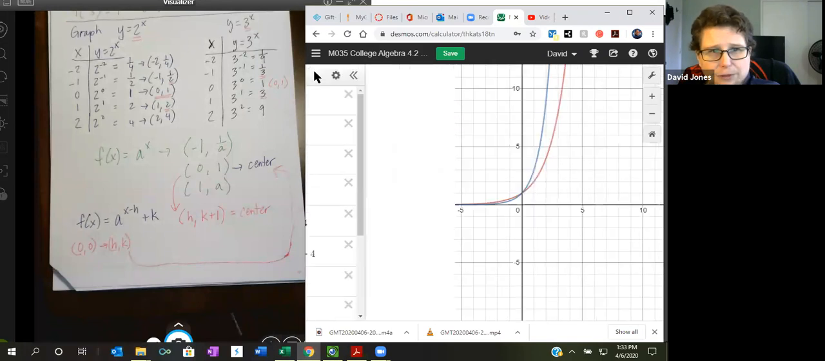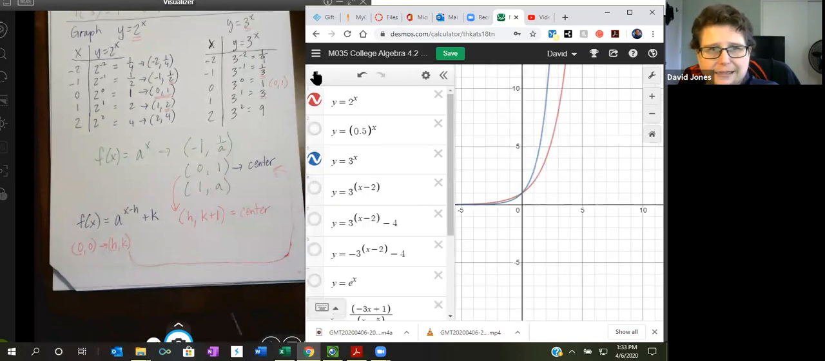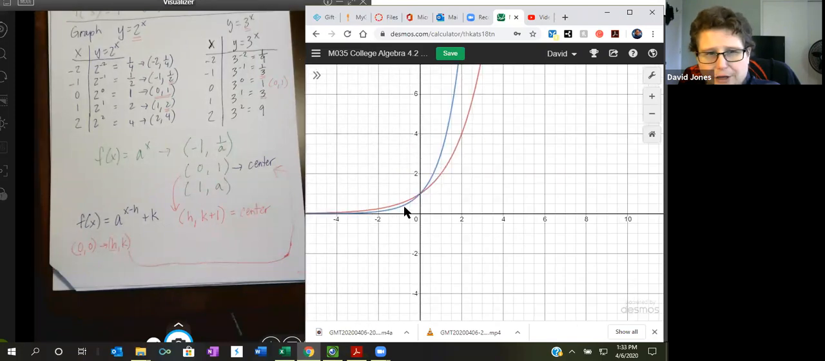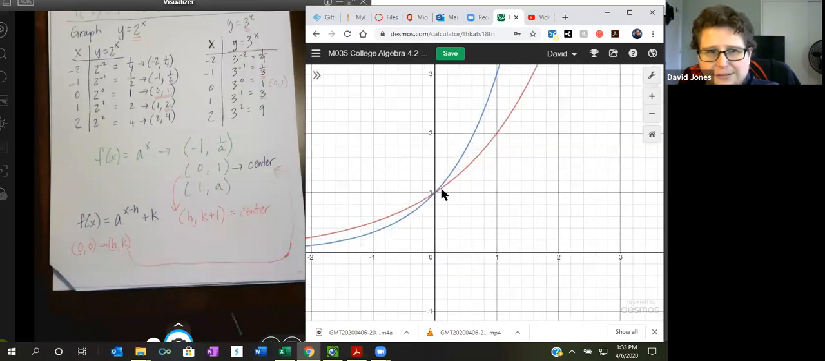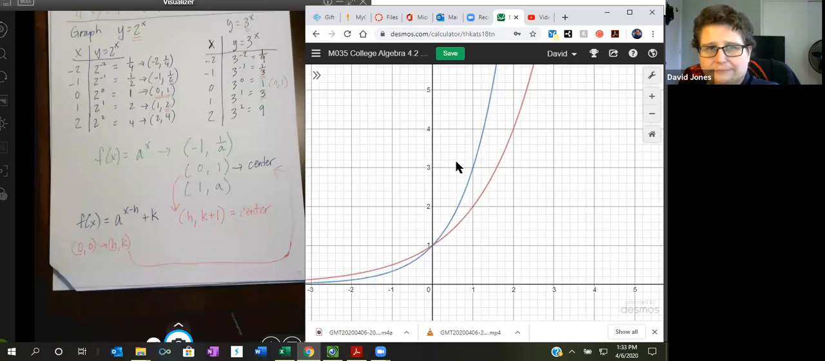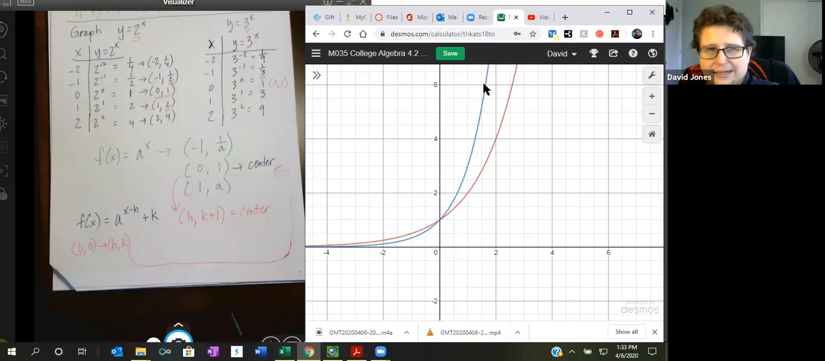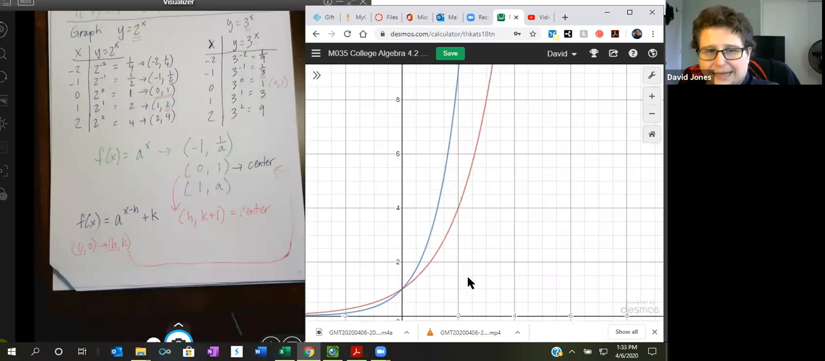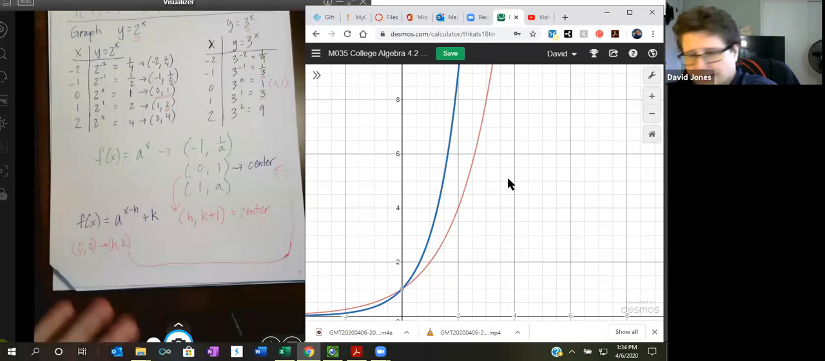So which one of these was blue and which one's red? Blue was the bigger a. Notice that to the left of 0, the bigger a is, the faster it goes to 0. To the right of 0, the quicker it blows up. It gets large faster than the other one. Like at x equals 2, 2 to the x is 4, but 3 to the second power is 9. It starts blowing up really quickly. Let's graph them.